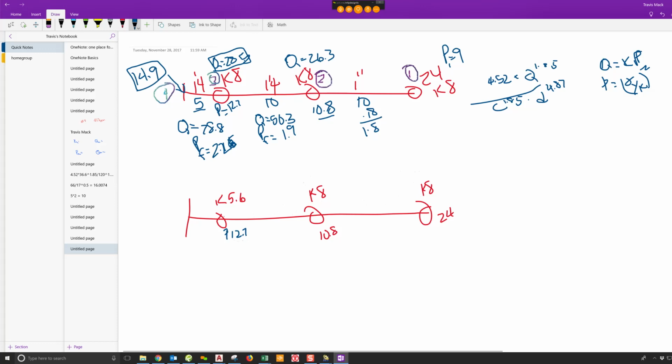Is that cool? Okay, now we got to figure out Q here. So Q equals K times the square root of P. So we got 5.6 times square root of 12.7 is basically 19.9.